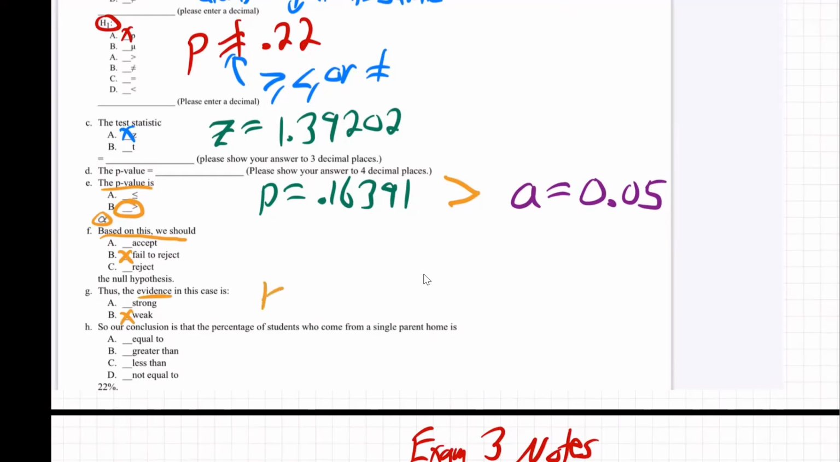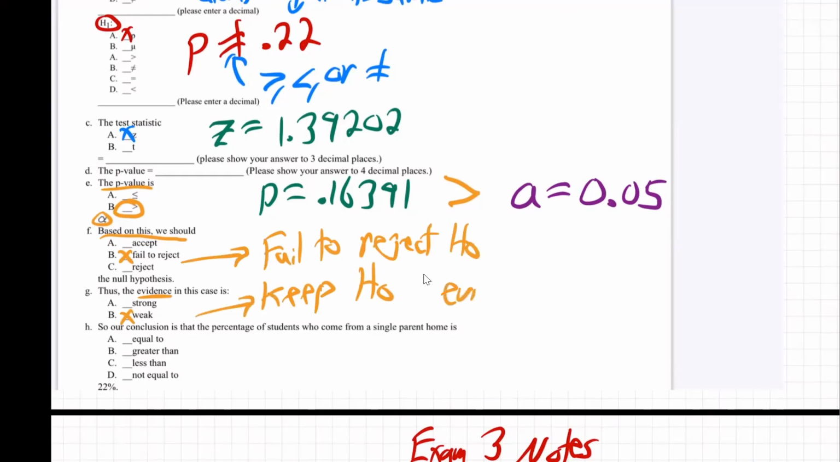So what did it say? We keep H0. Fail to reject H0. Instead, we keep H0. Evidence weak. That's what we just got out of the notes. Okay, so what does that mean? Keep H0. Well, that's our conclusion. That's the attorney we believe and agree with.